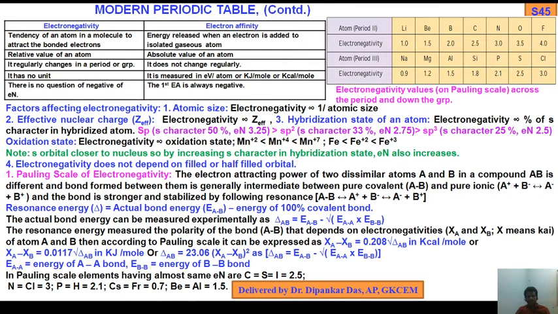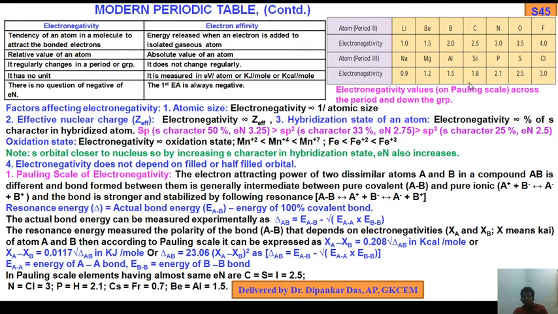Electronegativity has no unit, but electron affinity has a unit, electron volt per atom or kilojoule per mole or kilocalorie per mole. First electron affinity is always negative. As I told you, in case of electron affinity, the first electron affinity is always negative. But there is no question of negative electronegativity, because there is no such amount of energy required or released in case of electronegativity.